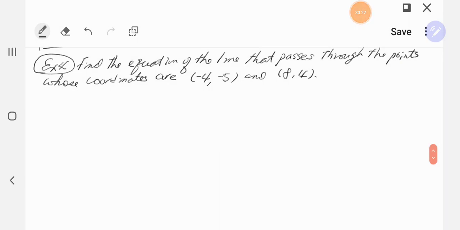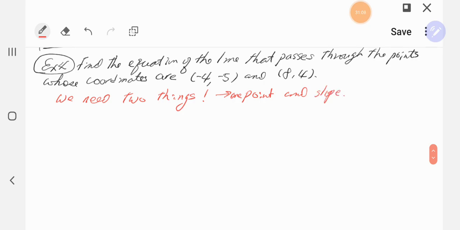Okay, example 4 is, let's find the equation of the line that passes through two points. So the line is passing through 2 points. All right, so when you find an equation, we need 2 things, right? What are they? Good. A point, and only 1 point. You don't need more than 1 point. Let me write it: 1 point and slope.